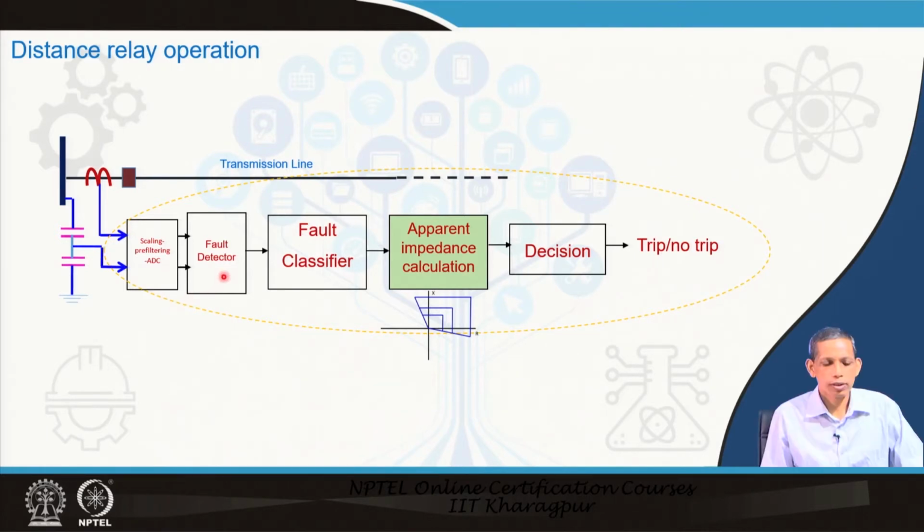different steps: fault detection, fault classification. We discussed in detail the fault classifier, and then the next step is apparent impedance calculation, which we will be dealing with today, and the rest is the decision part. So, our focus today will be on apparent impedance calculations, which the relay does before checking whether this impedance is inside the characteristic or not for the final decision.